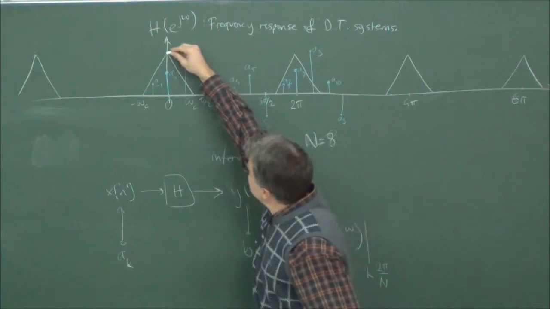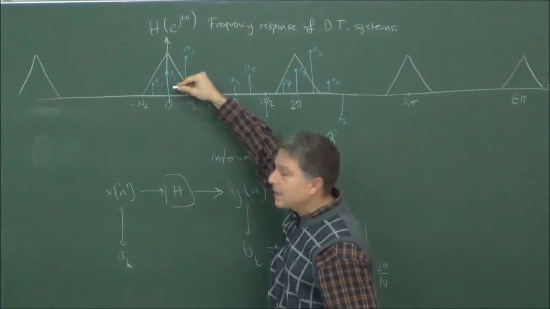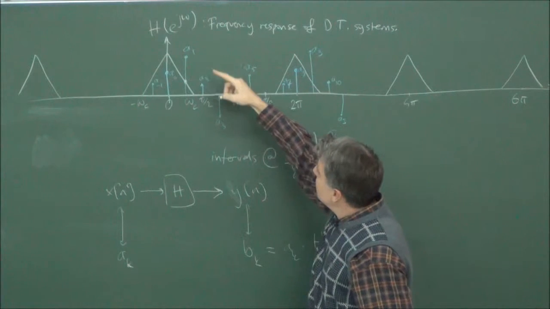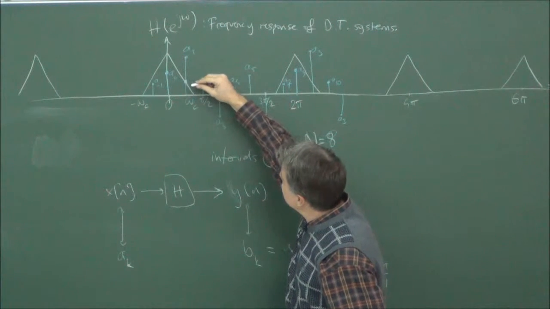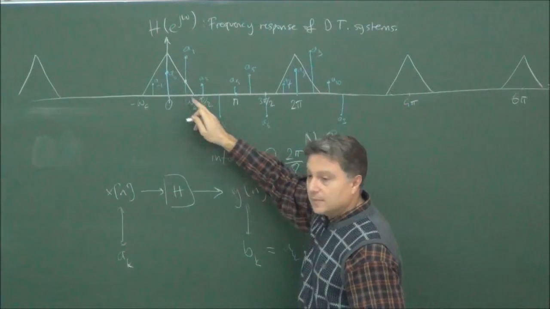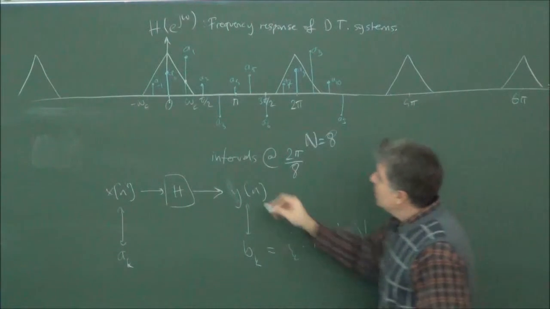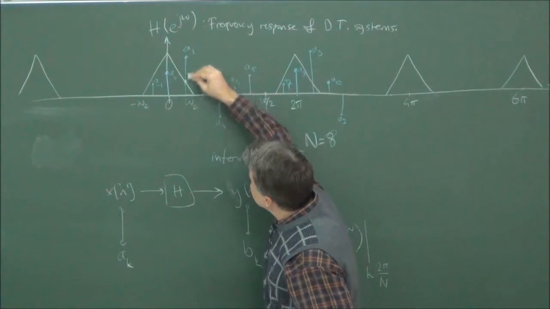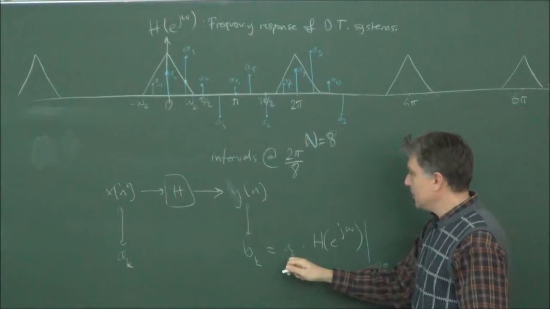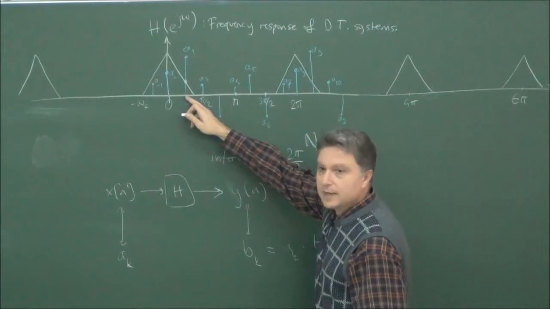What is that? This value, for example, whatever that value is, it is multiplying this a1 level. Similarly, this value here, which is the value of h of e to the j omega at omega equal to 2 pi over 8, is multiplying a1. And you will get b1. b1 is equal to a1 times h at omega equal to 2 pi over 8.